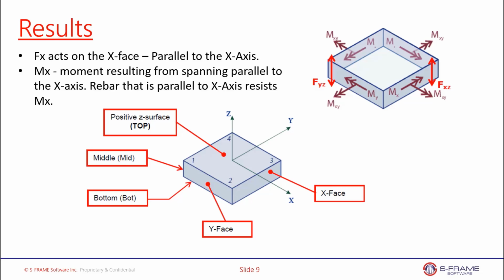Mx is another result that we might see. And Mx is the moment on the same face. And this is also the moment resulting from spanning parallel to the x-axis. Another way that I like to think of this, especially since we're talking about slabs, is that any rebar parallel to the x-axis resists the loading Mx. So imagine that we had rebar going in this direction, again parallel to the x-axis. That rebar would be resisting the force Mx. And we can see here on this top right diagram how Mx is represented.